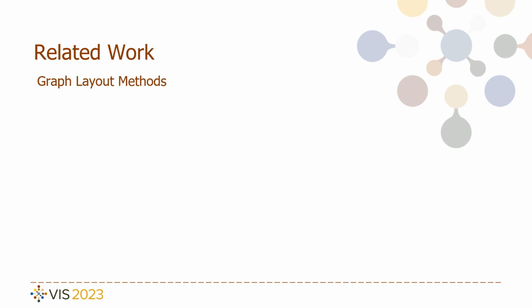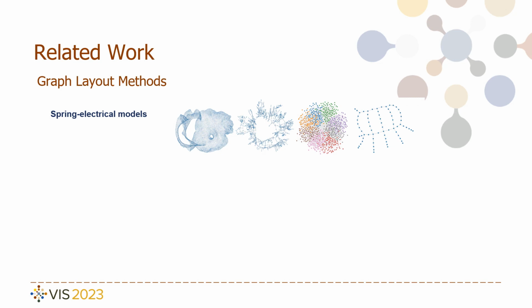Now I'll briefly introduce some related works. We first summarized the related graph layout methods. We divided these methods into three categories. The first one is spring-electric models. This kind of method applies spring attractive force on the edges and electrical repulsive force between all nodes, but it only works well on small graphs.